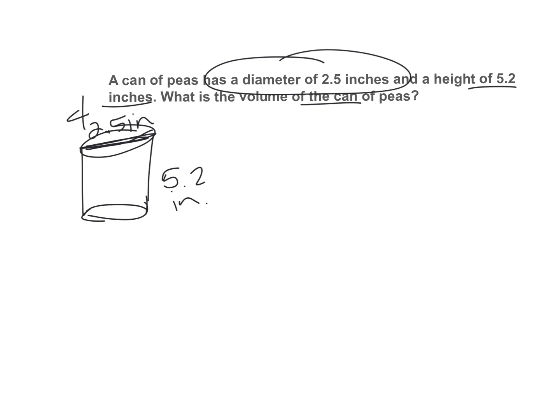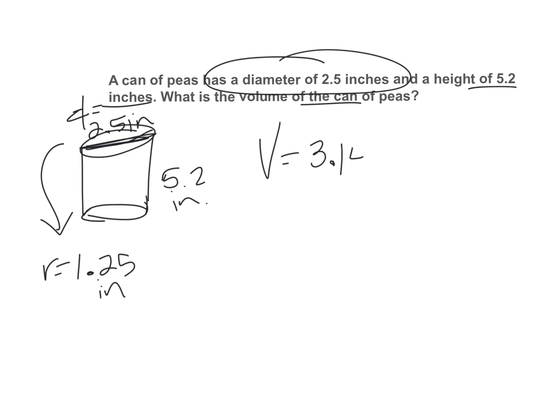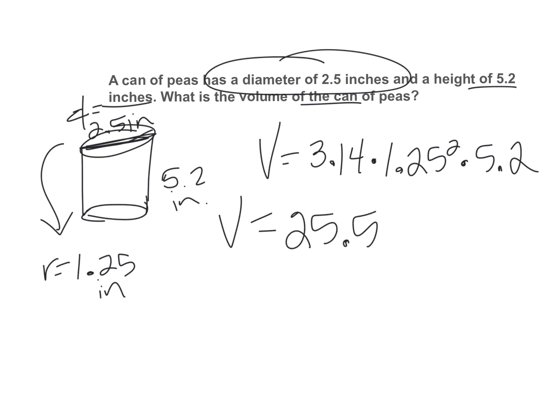So if this is the diameter, then the radius is half of the diameter, remember, so the radius is going to be 1.25 inches. And now we can find the volume. 3.14 times 1.25 squared times 5.2. So let's put that all in. 3.14 times 1.25 squared times 5.2 is going to round to 25 and 51/100 inches cubed.